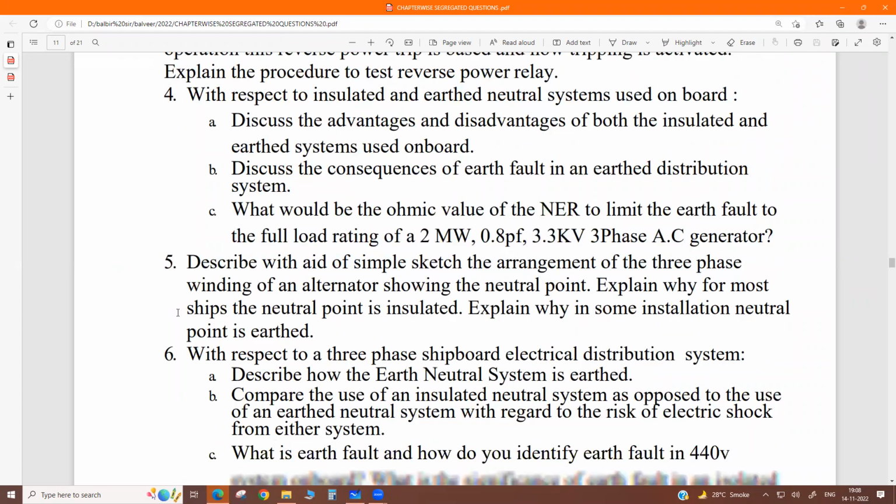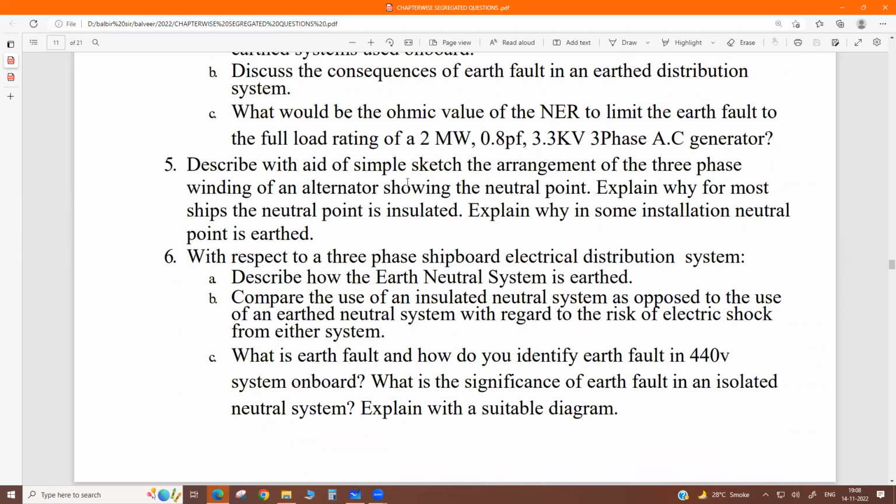Now here, the fifth question is also the same. Describe with a simple sketch the 3-phase winding of an alternator, showing the neutral point. You can draw this same sketch.